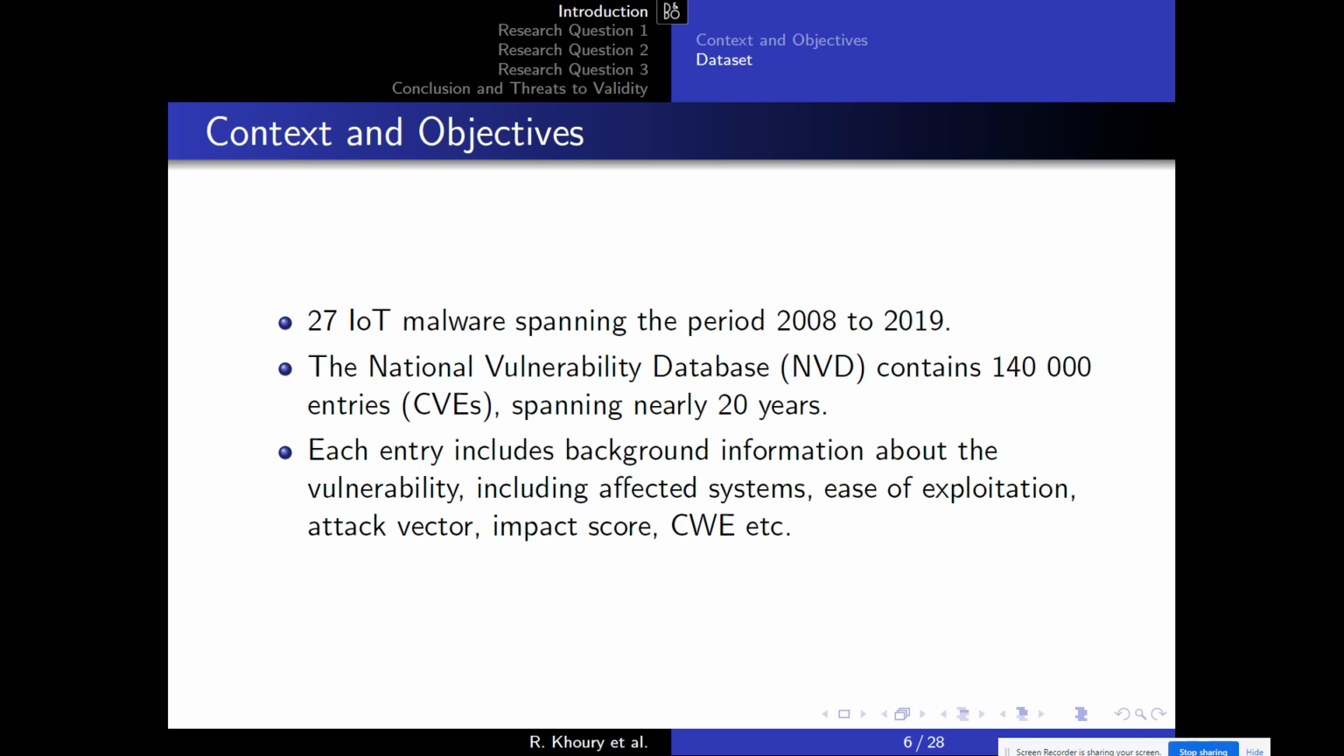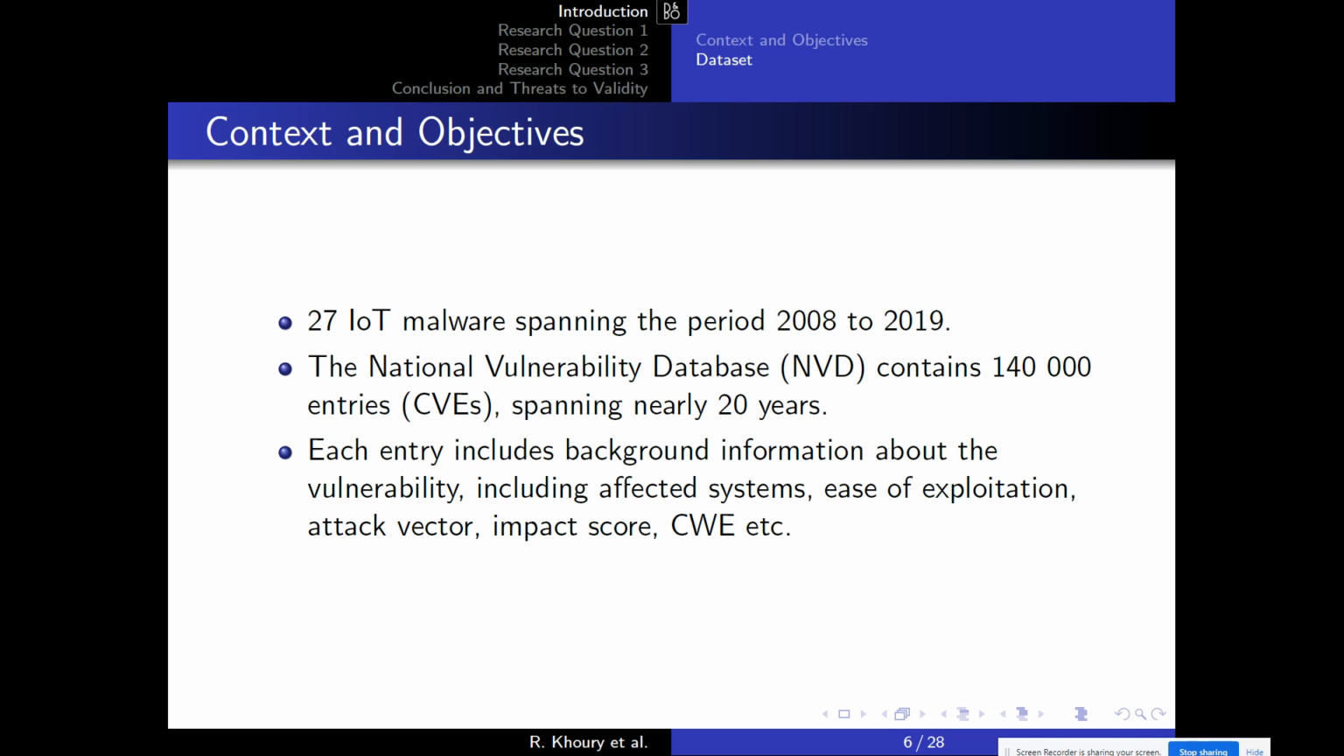There's a unique identifier with a number and some background information about the vulnerability. There's a list of systems that are affected, because for each vulnerability, the vulnerability might affect multiple systems. There's also a rating that describes how easy it is to exploit, the attack vector, the impact score, and a vulnerability type called CWE that I will get back to in an instant.